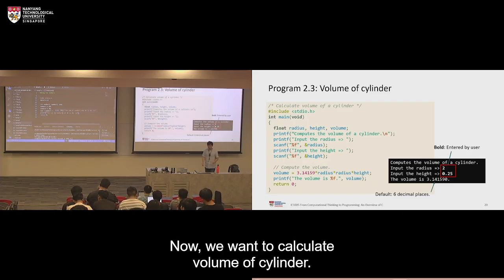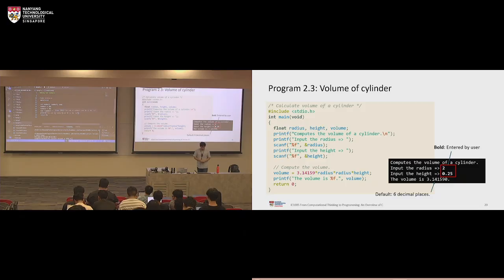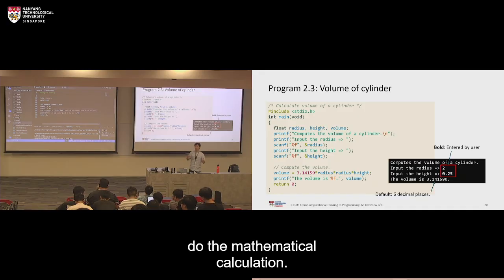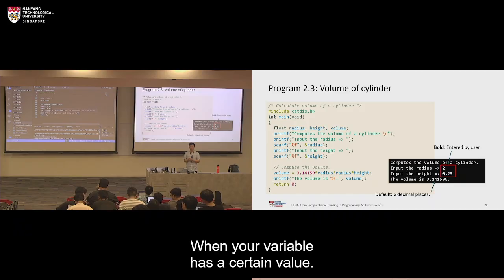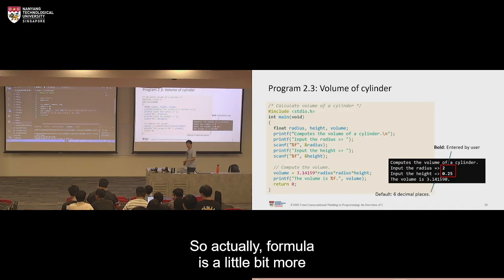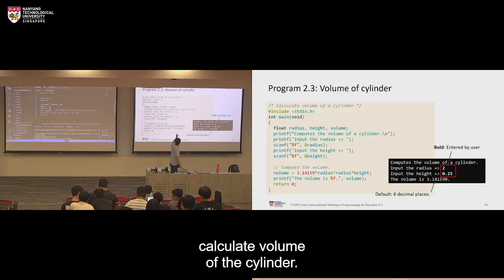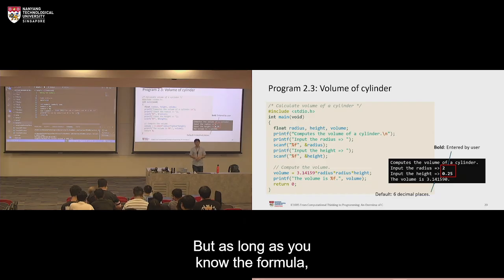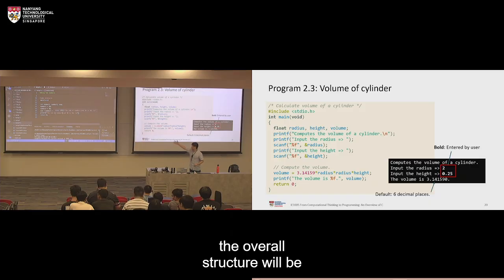Third program. So now we want to calculate the volume of a cylinder. In the previous program, you learned how to do the mathematical calculation when your variable has a certain value. We tried 20 plus 30 and you display 50, right? The formula is a little bit more complicated to calculate the volume of the cylinder, but as long as you know the formula, the overall structure will be similar to the previous program, right?